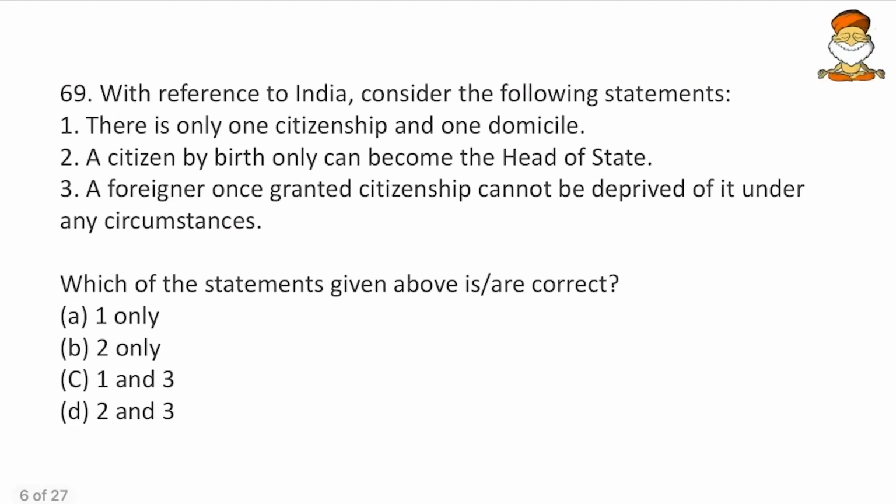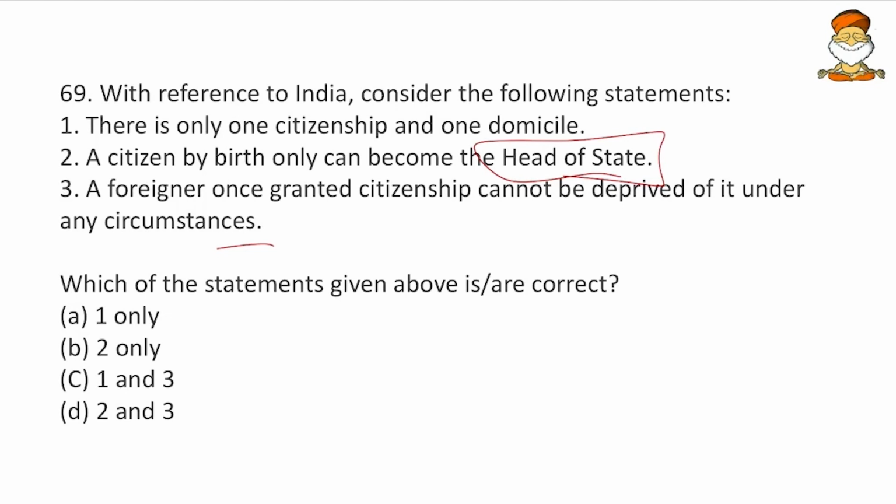Then come to next. With reference to India, consider the following statements. One: there is only one citizenship and one domicile. Two: a citizen by birth only can become the head of the state. Three: a foreigner once granted citizenship cannot be deprived of it under any circumstances. Friends, it is an easy question. As per the constitution, the qualification of president is mentioned. And even in the guesswork, say for example, the head of the state is president, but even prime minister is equivalent. We take the example of Manmohan Singh, who was born in Pakistan, but he went on to become the prime minister.